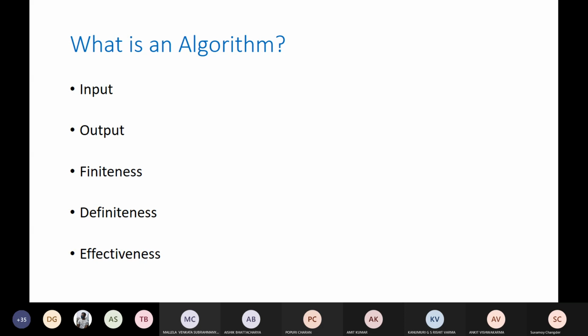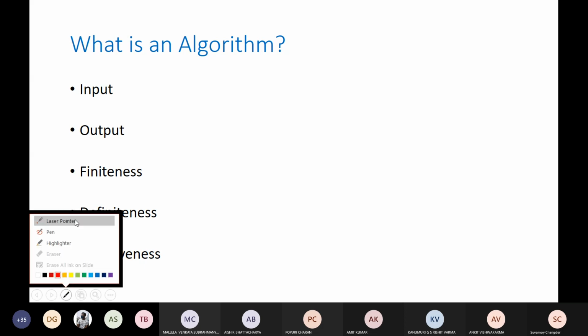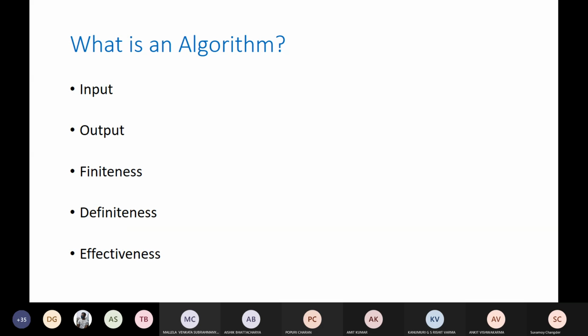But since we are in the higher semester, along with that, we should think about whether there are any properties of an algorithm. So that we can say that, okay, this step-by-step procedure, if it follows these properties, then only we can say that it is an algorithm. An algorithm must have some properties and it has to follow them. So first of all is the input.